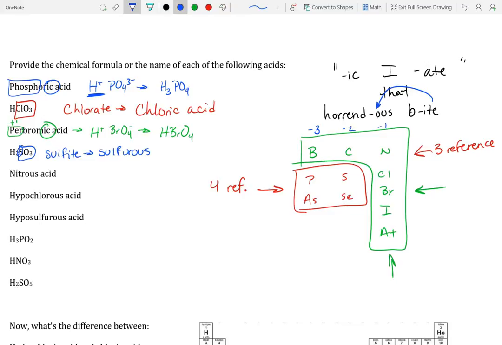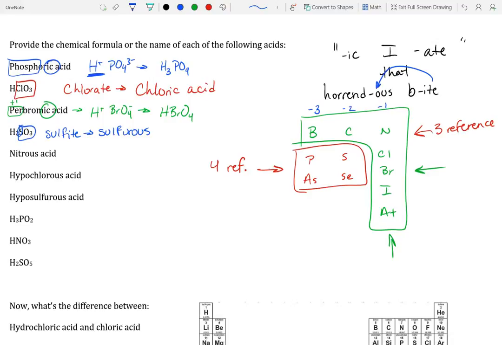Phosphorus and sulfur are the only two that add that little ur. I guess it sounds more natural. Maybe you can ask your professor about that.